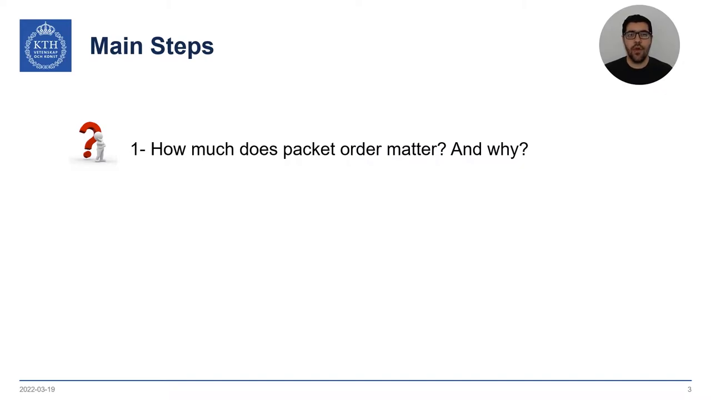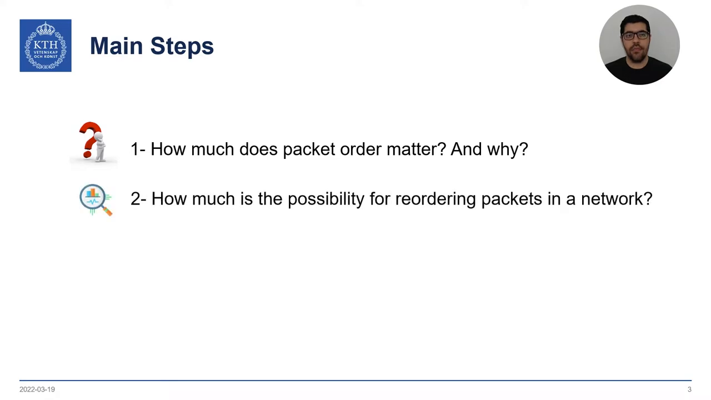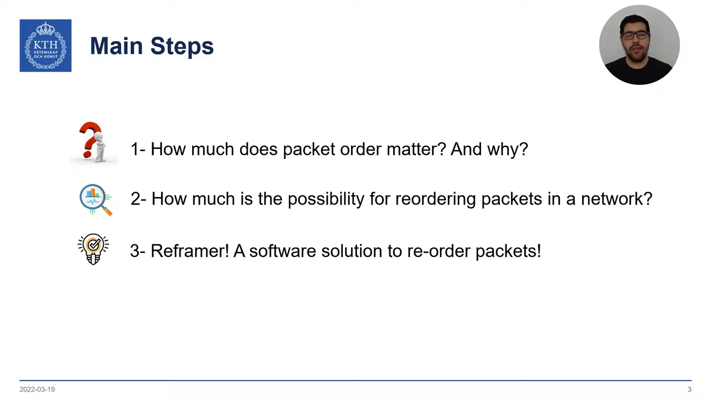To achieve this goal, we divide the paper into three important parts. In the first part, we do a precise analysis to reveal how much and why the flow level order of packets affects the performance of network functions and applications. Then we investigate the properties of packet locality in the real world to find potential for reordering packets. And finally, we propose Reframer as a software solution that reorders incoming packets per flow.